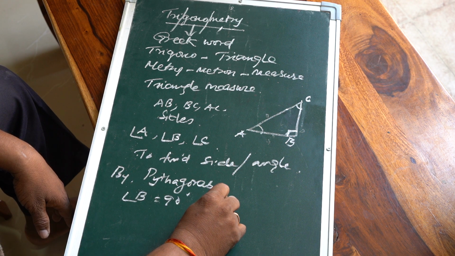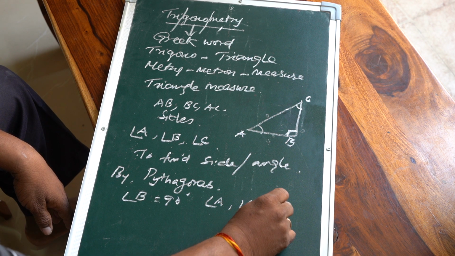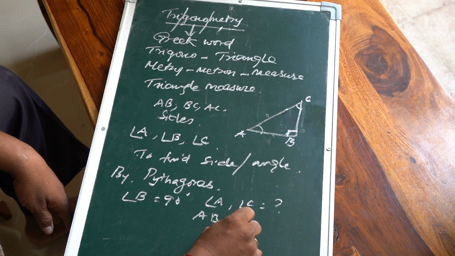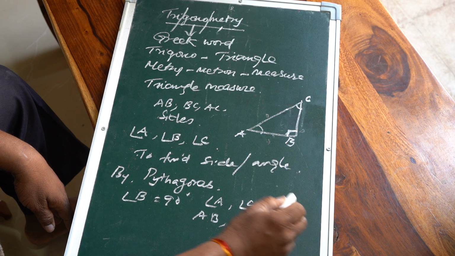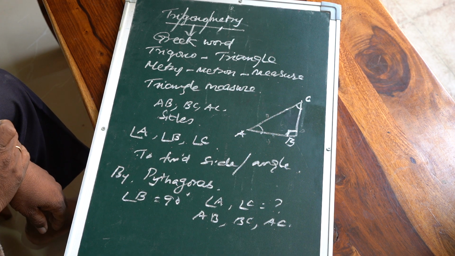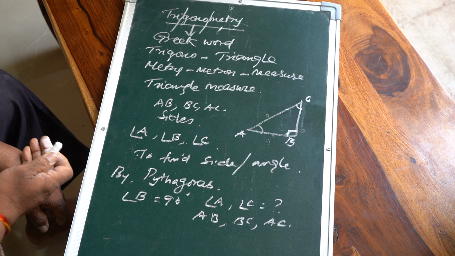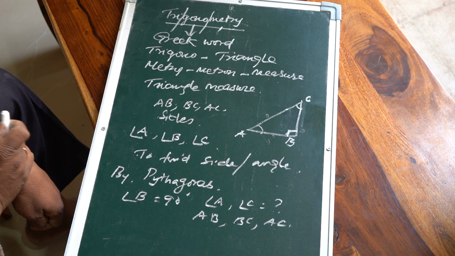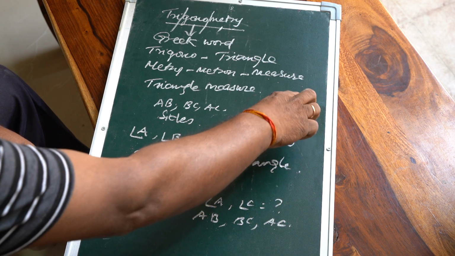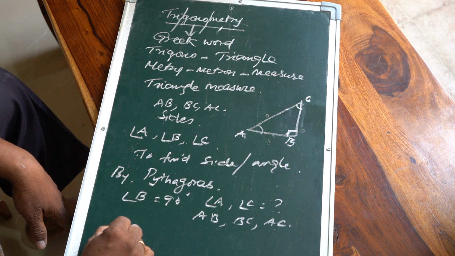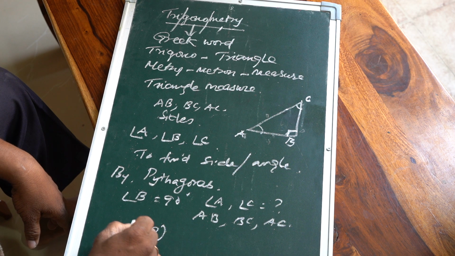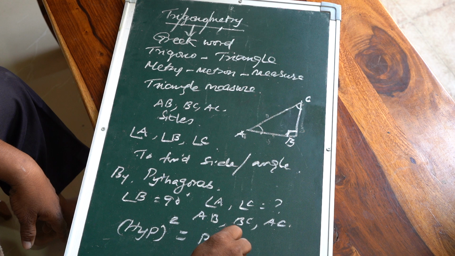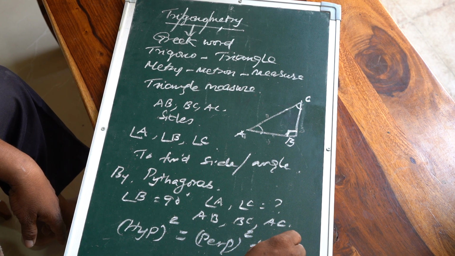What are the angles of A and C? AB, BC and AC are the sides. Suppose you are given any two sides, you should find the third side. That is one of the major parts. So what is the formula for the Pythagoras theorem? Hypotenuse square equals perpendicular side square plus base square.